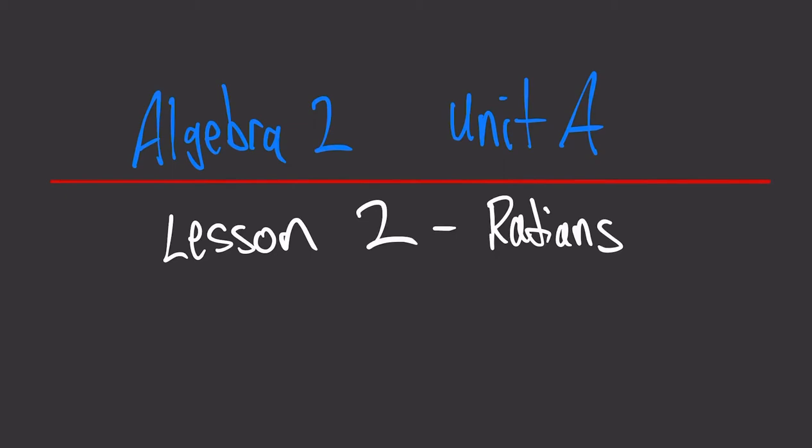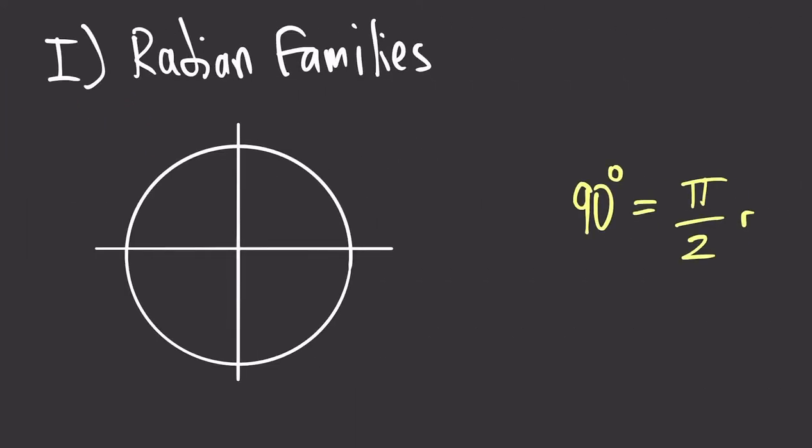Today's lesson is going to be on radians. We're going to call this Unit A, Lesson 2. So we're going to talk about our radian families and then evaluating trig functions that are in radians. So first of all, let's start with our 90-degree family.